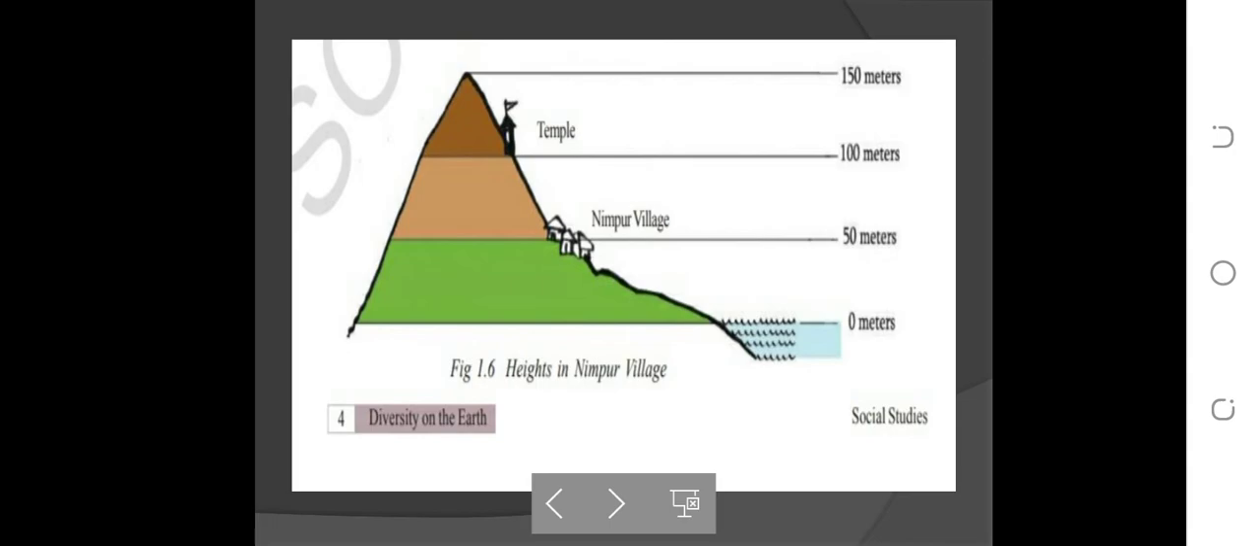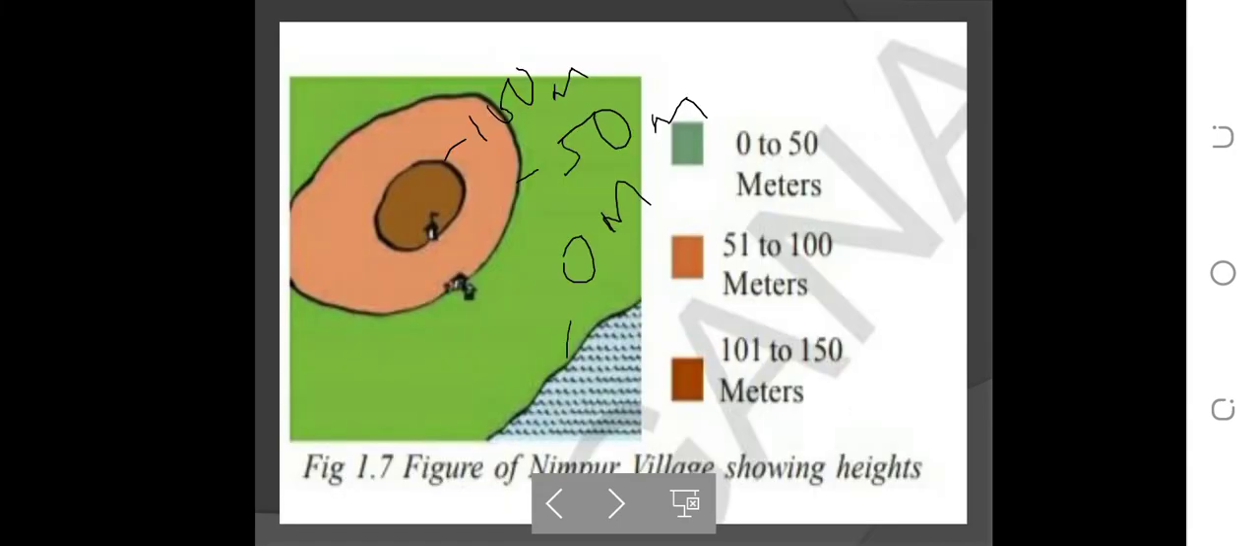Here there is a picture. By seeing this picture, we have to draw the contour lines. See, 0 meter. At 50 meter, Nimpur village is there. At 100 meter, a temple is there. So how can you locate those places with the help of contour lines? See here, first we have to draw the 0-meter contour line. It is mentioned there. Then we have to draw the 50-meter contour line, and on it we have to locate Nimpur village. Then we have to draw the 100-meter contour line. On the 100-meter contour line we have to locate the temple.